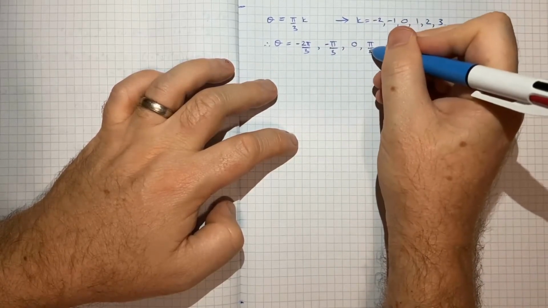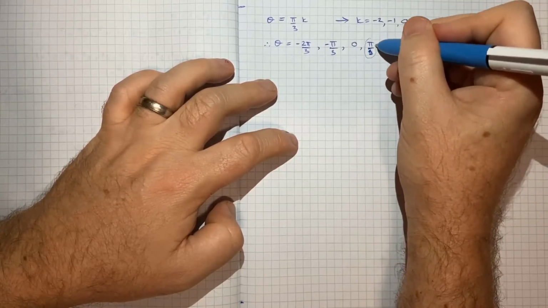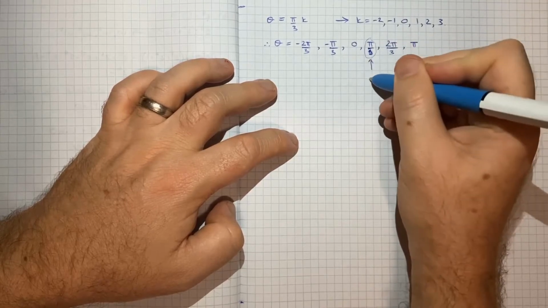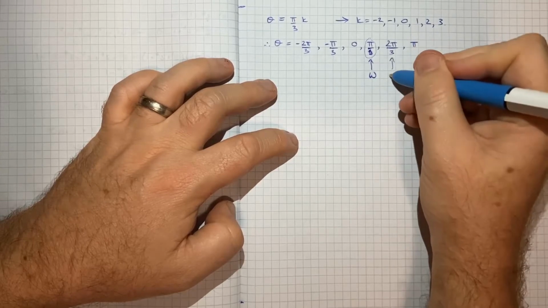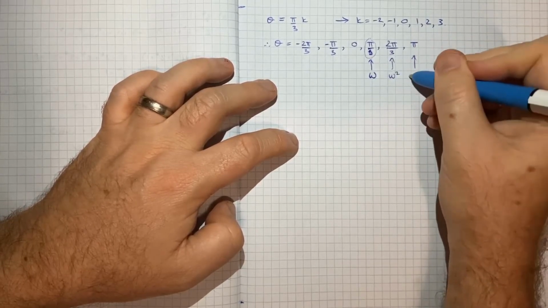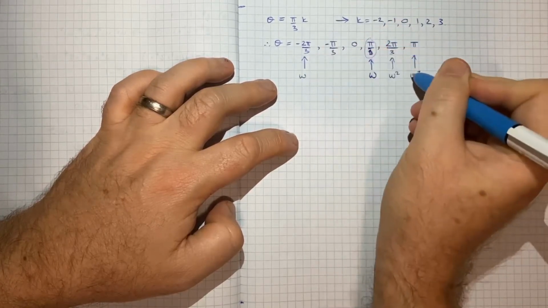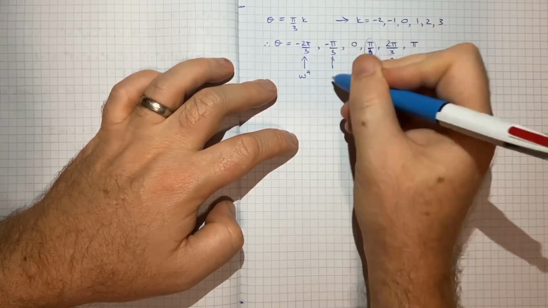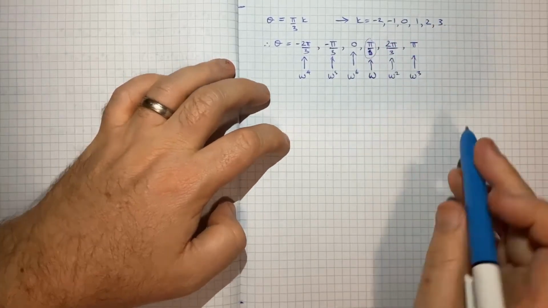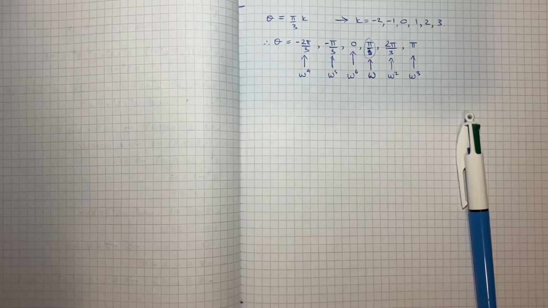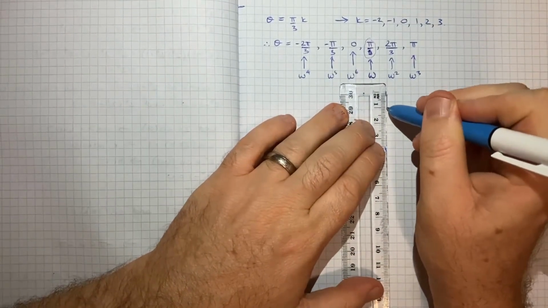And remembering that w was defined as the smallest positive argument, knowing that that's w, we then get w squared, w cubed, and we loop back around, w to the 4, w to the 5, and w to the 6. It's probably going to be helpful to draw this up on an Argand diagram, just to make it really clear.